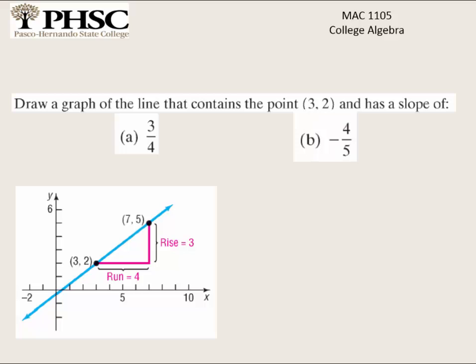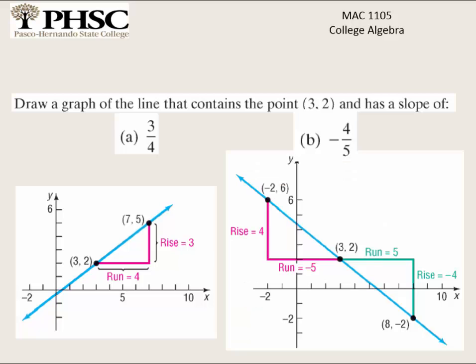And then this one contains -4/5. So the slope is -4/5. It contains the point (3, 2). So here you can see the point (3, 2). So what's going to happen is that I'm going to go down 4 steps because it's a negative. So from 2, I'm going to go down to -2. And then from 3, I'm going to go over to 8.